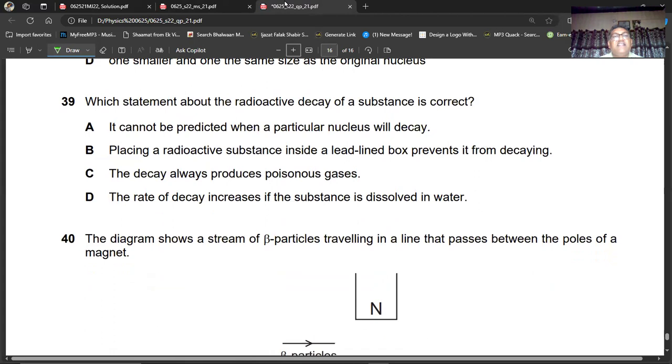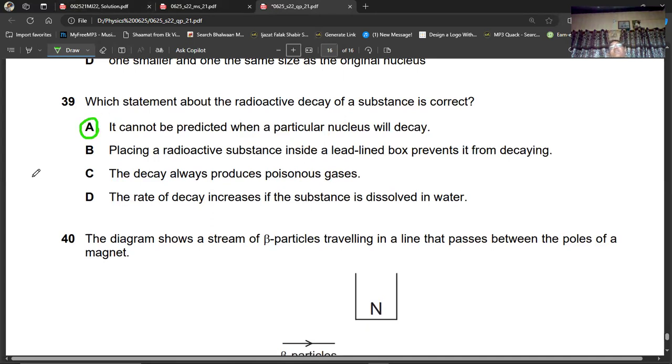Question number 39. Which statement about the radioactive decay of a substance is correct? You see, the radioactive decay is a random process. So you cannot predict which atom will decay, and you cannot predict when a certain atom will decay. So the radioactive decay is a random process. It cannot be predicted when a particular nucleus will decay. That is exactly what random means.